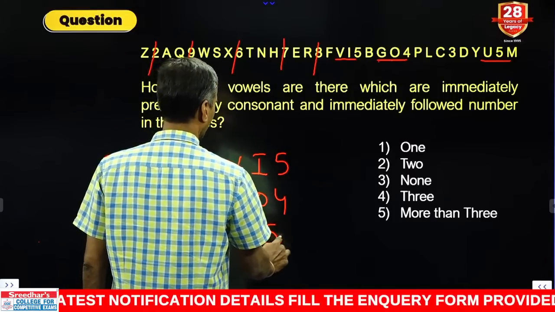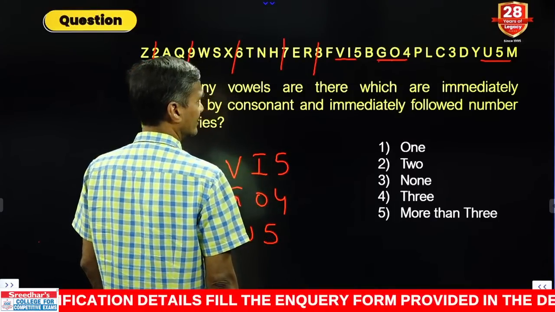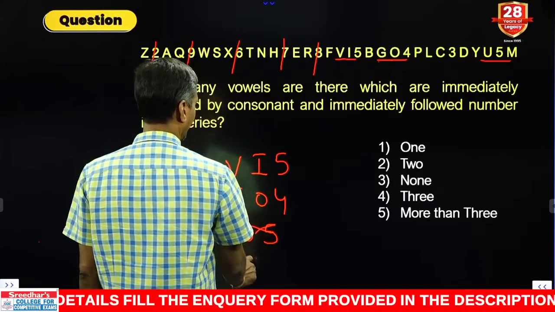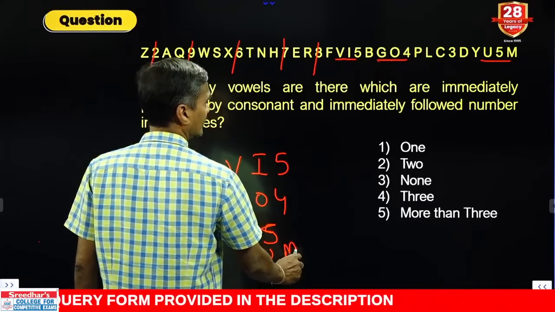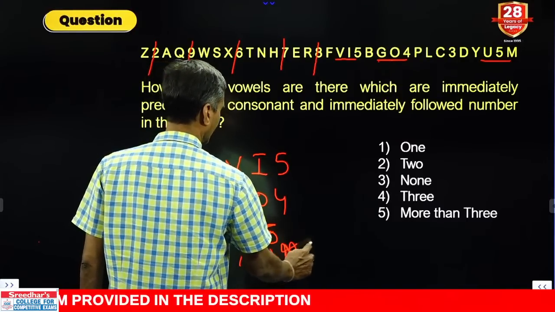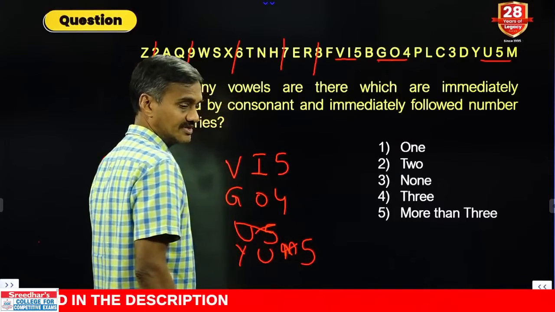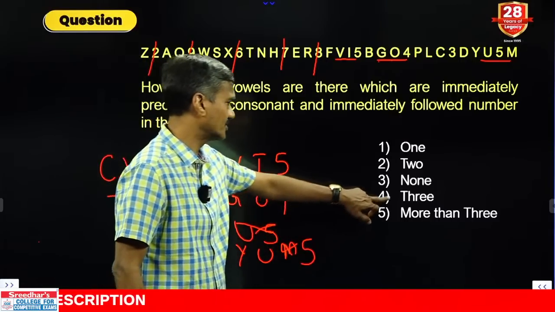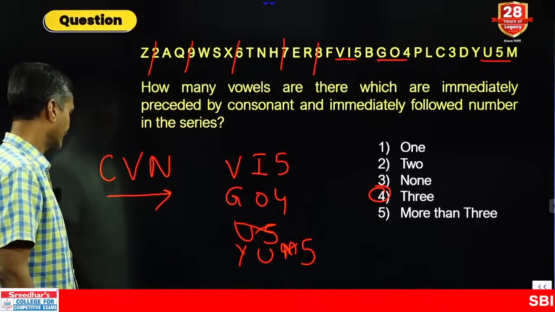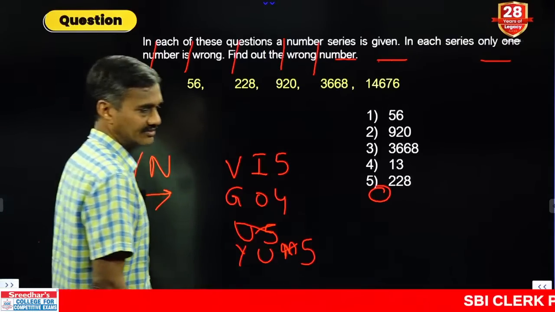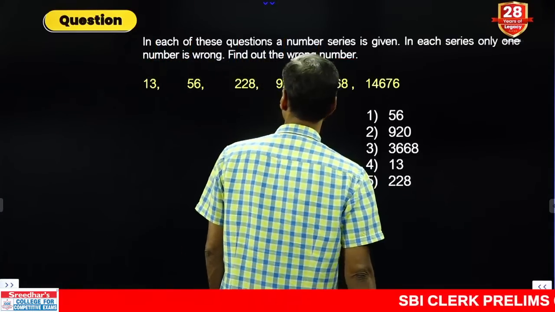U5 and what is this one here? Number YUNM, and YU and M. YU and 5, sorry, YU5. So how many are there altogether? There are 3. 3, that is choice 4. Choice 4, question number 17. Clear?